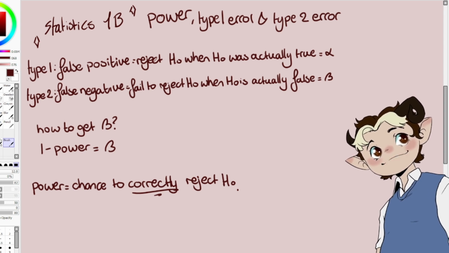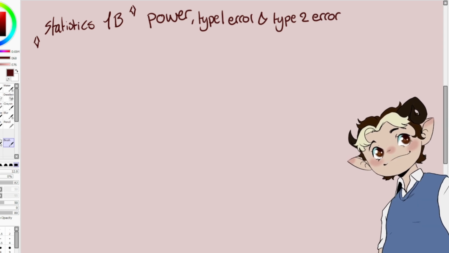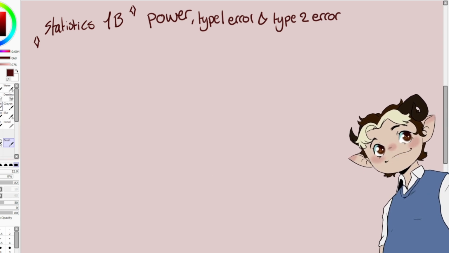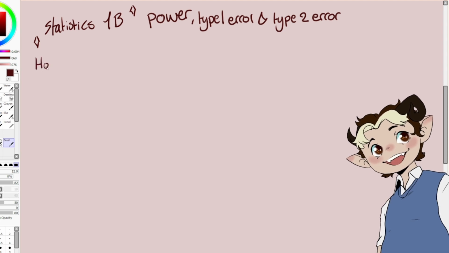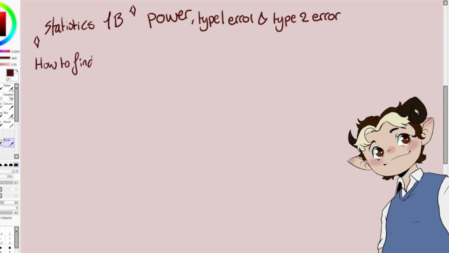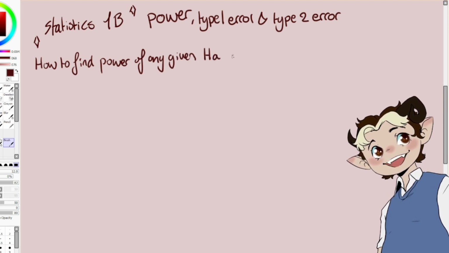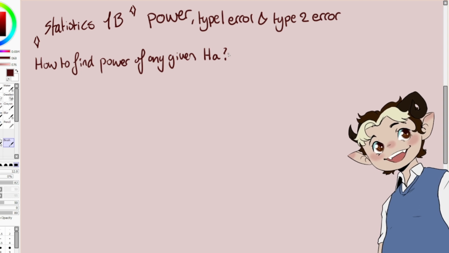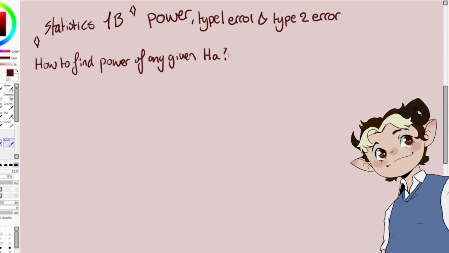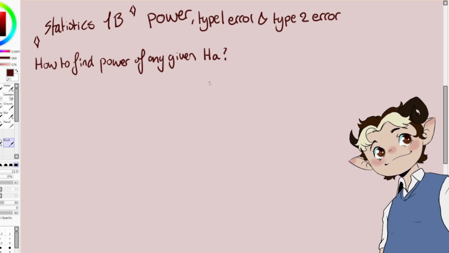Getting power takes a bunch of steps, which sucks, but I'm gonna walk you through it. So let's go over how to find the power of any given alternative hypothesis. The interesting thing about power is we can literally choose whatever it is. We can choose any alternative hypothesis.